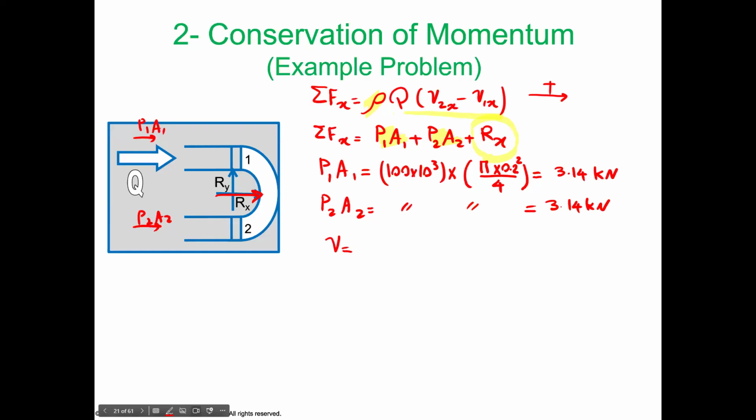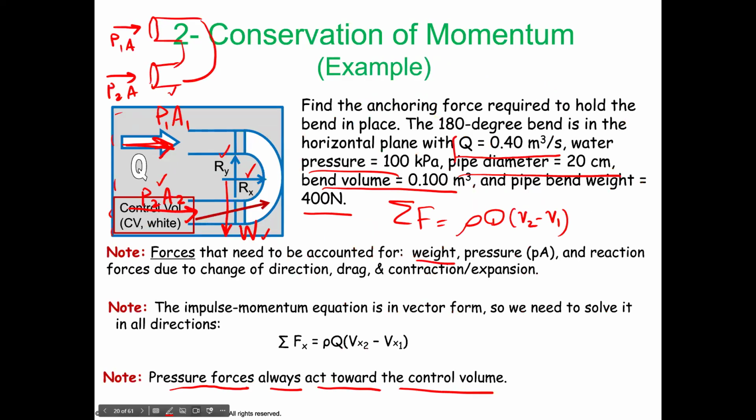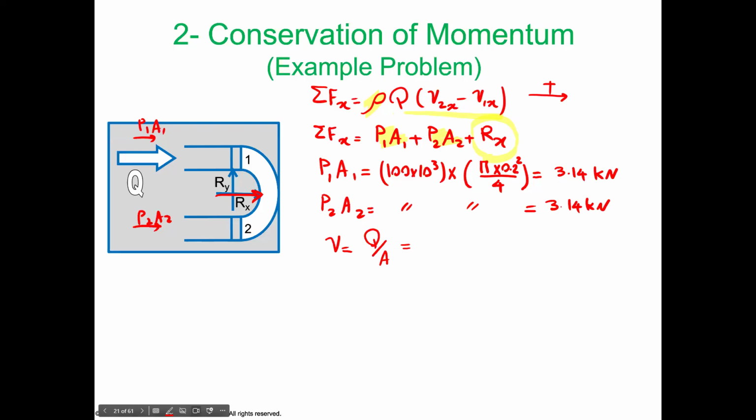So for velocity, I know that it's discharge per area. Let me go back to the question. I have the discharge here. 0.4 divided by area, which seems that it's going to be that one, pretty fast. 12 meter per second is pretty fast for a pipe. So I think I have everything right now because the V's are equal as well.